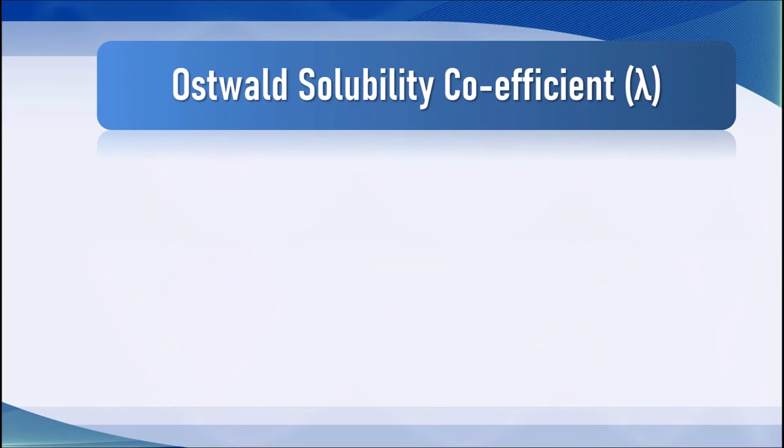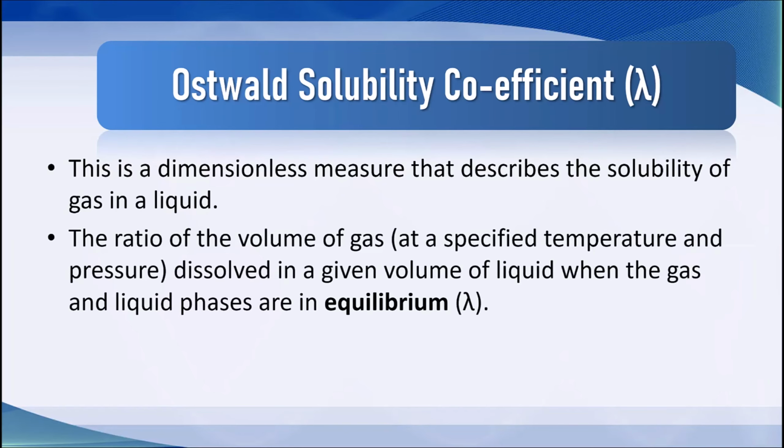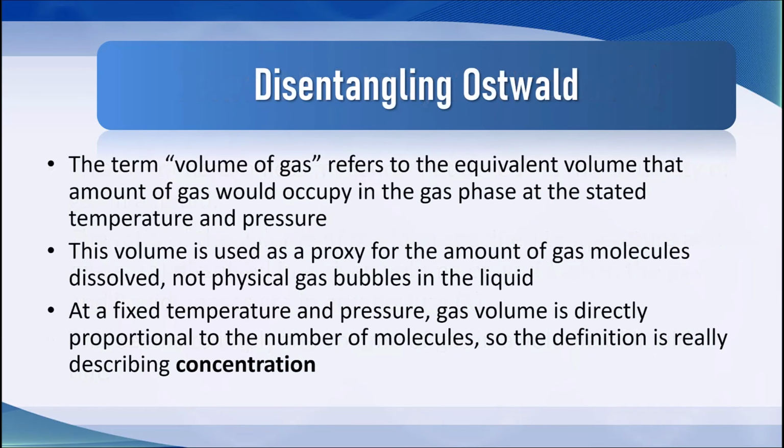The Ostwald solubility coefficient is described by lambda. It's a historical convention used to denote solubility in partition coefficients, and it persists in anesthesia. It's a dimensionless measure that describes the solubility of a gas in the liquid. It is the ratio of the volume of gas at a specified temperature and pressure dissolved in a given volume of liquid when the gas and liquid phases are in equilibrium. Now, this seems to imply volume of gas in a volume of liquid, but that's not the case.